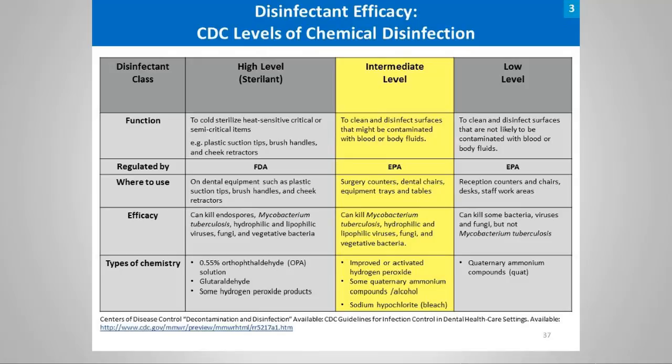A high-level sterilant functions to cold sterilize heat-sensitive items like plastic suction tips, brush handles, and cheek retractors. With intermediate level, the goal is to clean and disinfect surfaces that might be contaminated with blood or body fluid, like surgery counters, dental chairs, equipment trays, and tables. And an intermediate level is able to kill TB, and we'll go over that in a little bit.